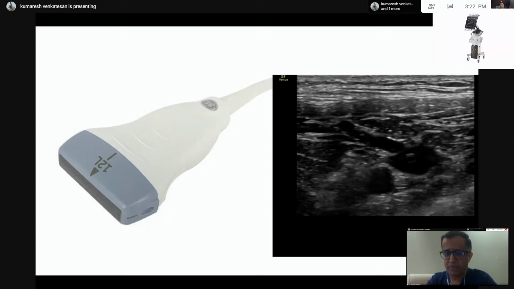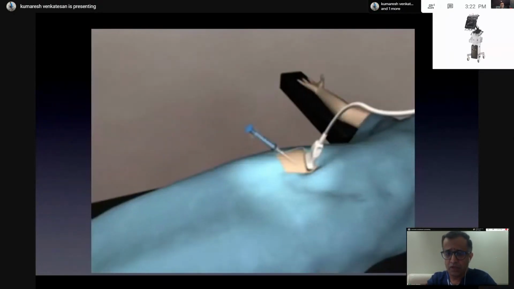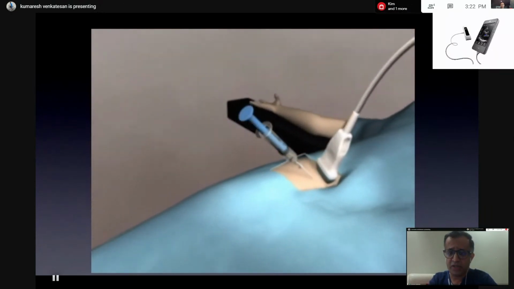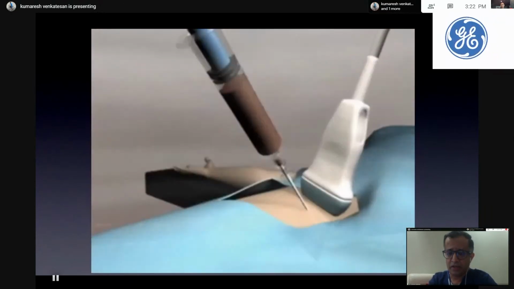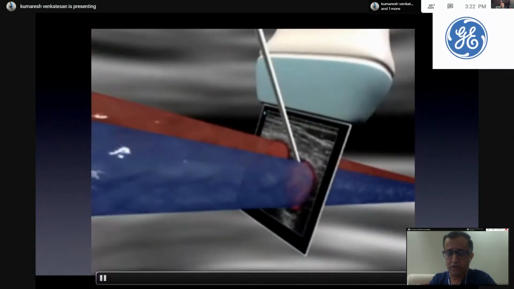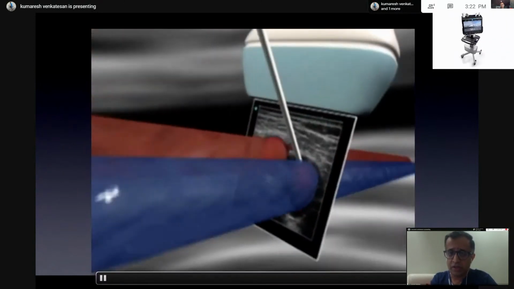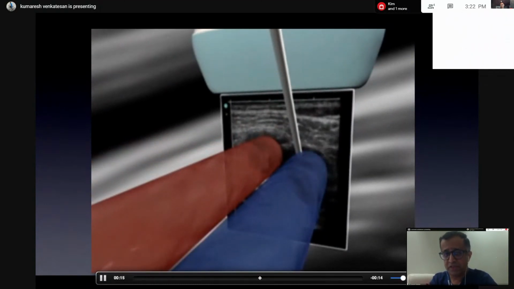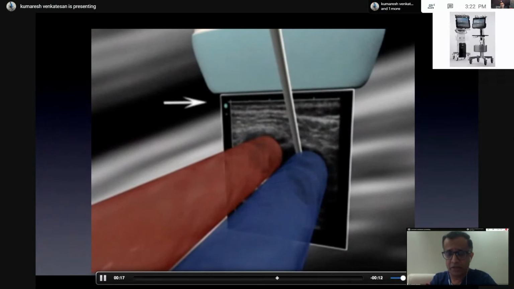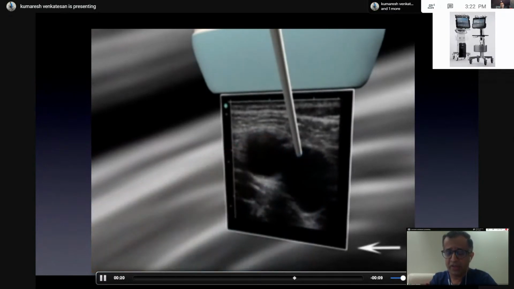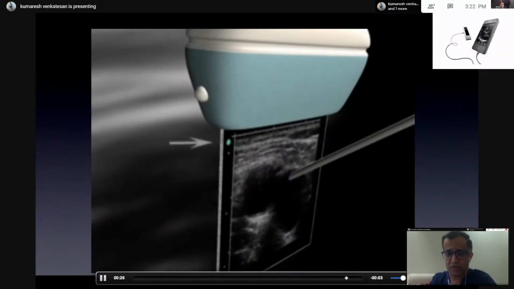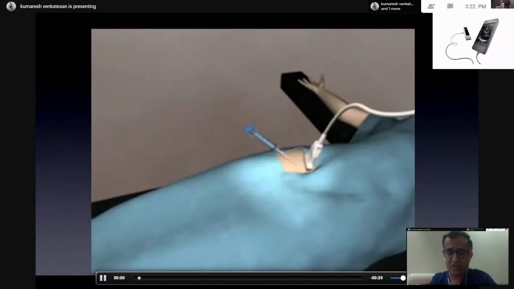What do I mean by that? If you're performing, in this animation, femoral venous cannulation, the anatomical orientation is such that if you're doing it on the right side, we know that the vein is on the medial side and the artery is on the lateral side. And I want to orient the probe such that I see the vein on the right side of the screen and the artery on the left side of the screen.